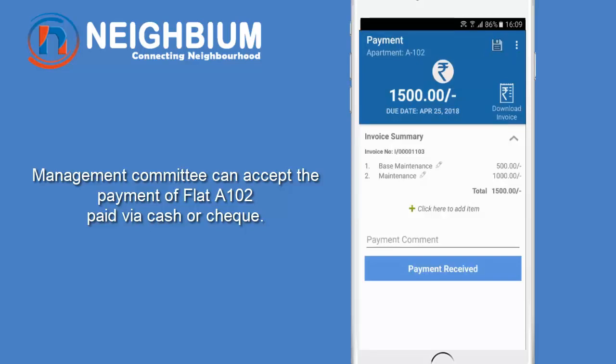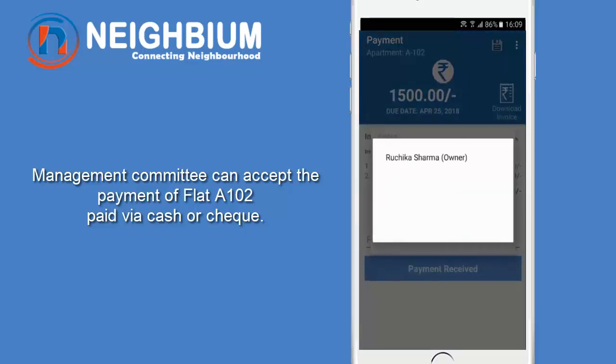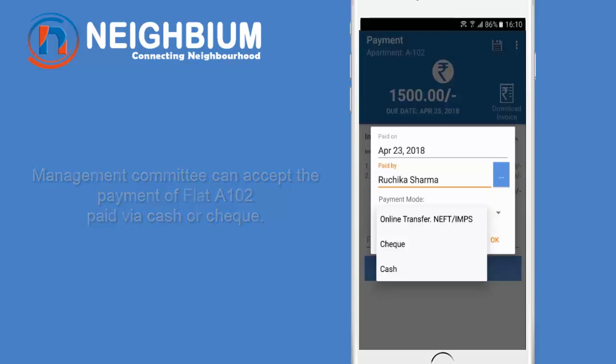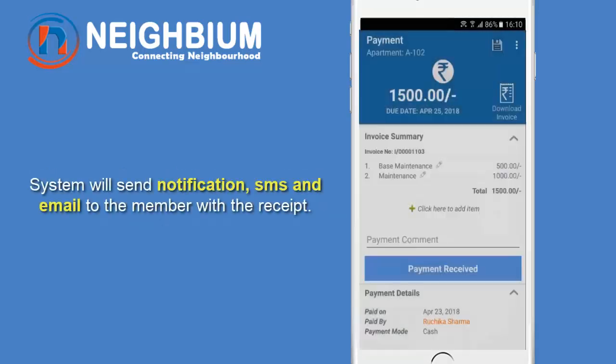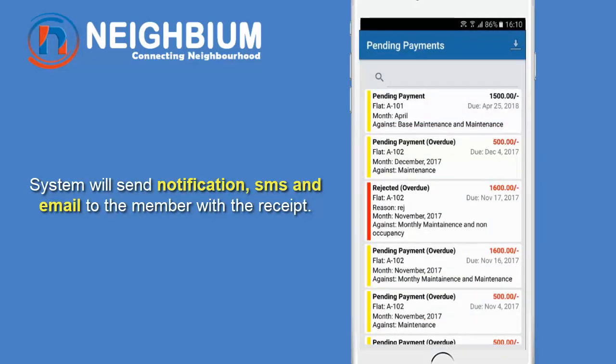Click on Payment Received and select the mode in which payment is received, whether it is cash, check or NEFT transfer. Let's select cash, and click OK to accept payment. Now the system will send a notification, SMS and email to the member with the receipt.